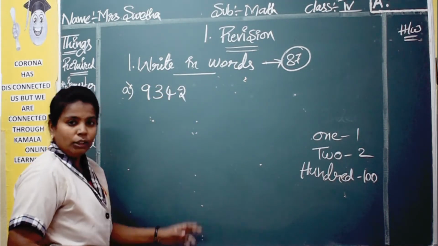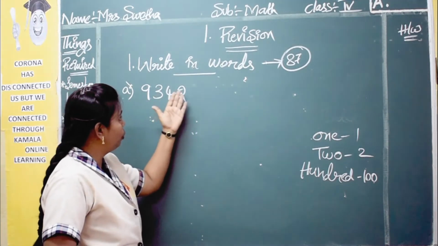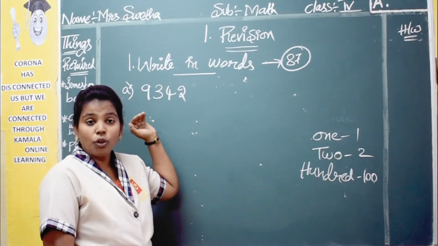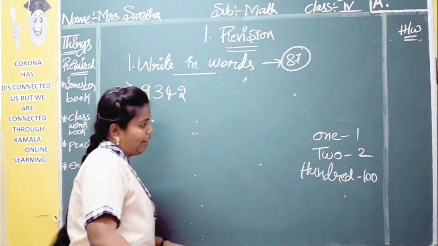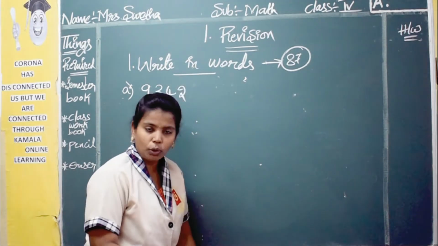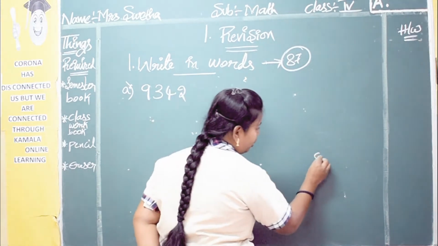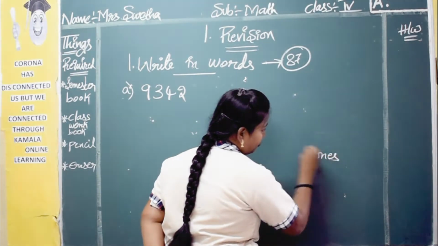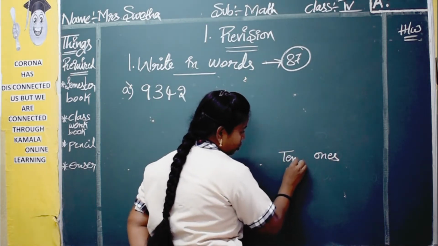Okay. So if that is a single number, we used to read it like 9342. For writing this one in words, you should know the place values. I think every one of you knows place values from your previous class also. Place values means what? You will have a chart like this: ones, a place value chart.